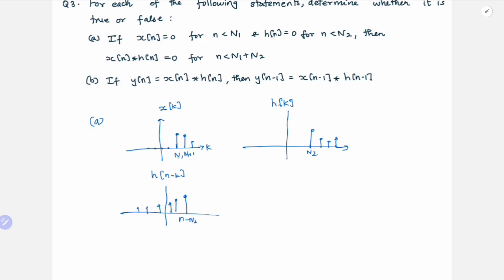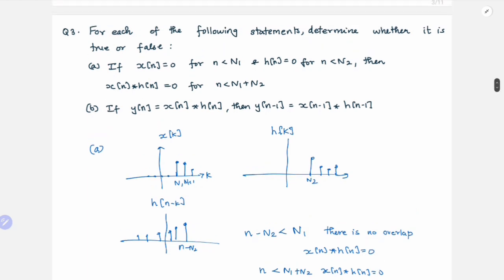So now I need to find the non-overlap case. So where are they non-overlapping? My n minus n2, if it is less than n1, then there is no overlap. And your convolution will be equal to 0, which means that n is less than n1 plus n2. Your convolution is going to be equal to 0. So that is what they have also given. So it is true.